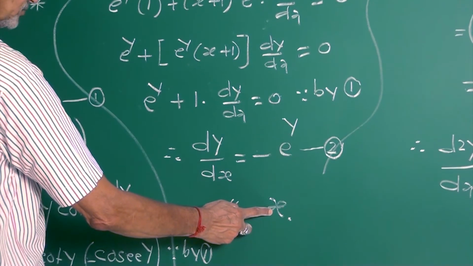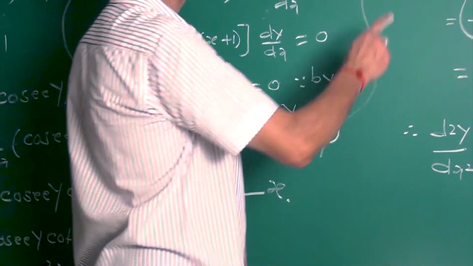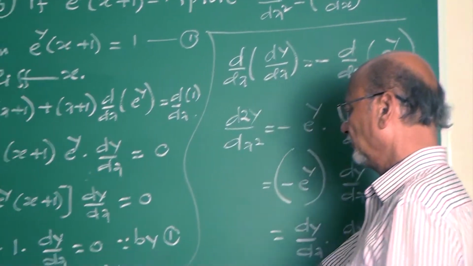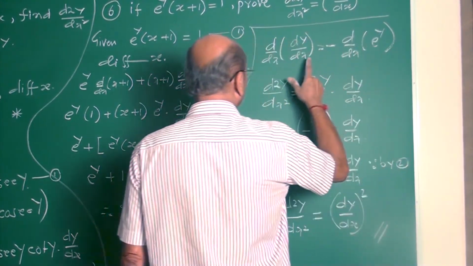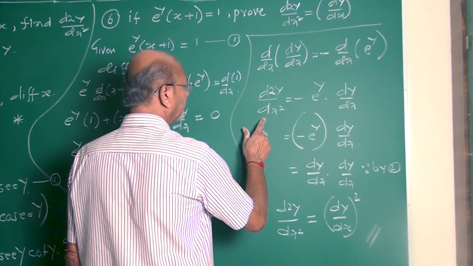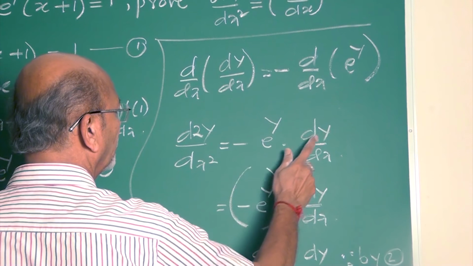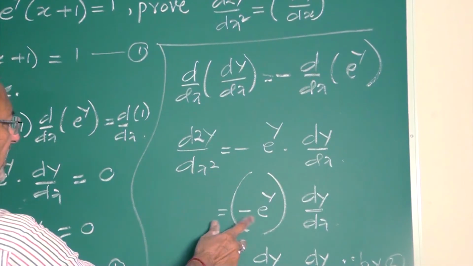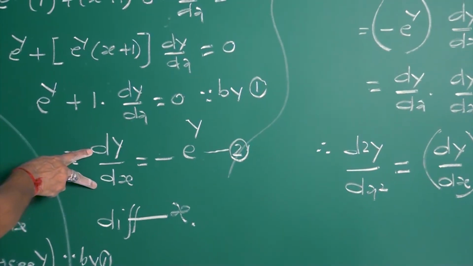Differentiate with respect to x. The derivative of the first derivative is equal to minus the derivative of e to the power y. The derivative of the first derivative is the second derivative, minus e to the power y into dy by dx, first with respect to y then y with respect to x. But what is the value of minus e to the power y? Minus e to the power y is dy by dx.